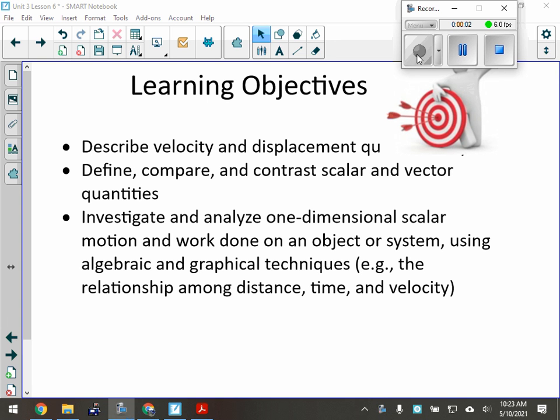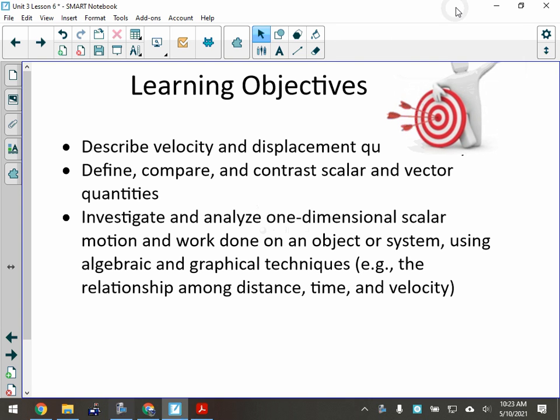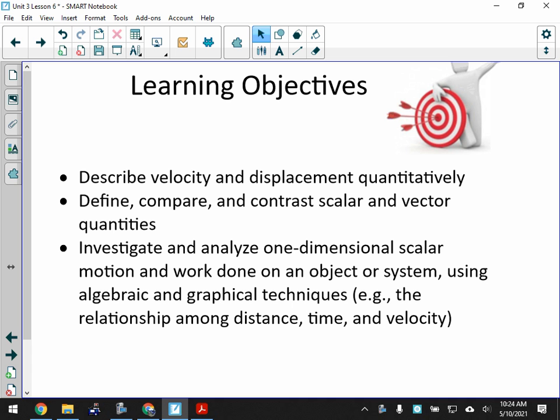So in lesson 6 here, it says we're going to describe velocity and displacement quantitatively. So we're going to use displacement today. Again, define, compare, and contrast scalar and vector quantities. And we're going to look at basically one dimension, don't worry about that, but scalar motion and work done on an object or a system. And we're going to use some algebra and graphing techniques for that.